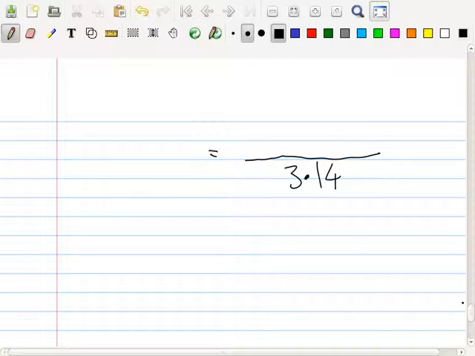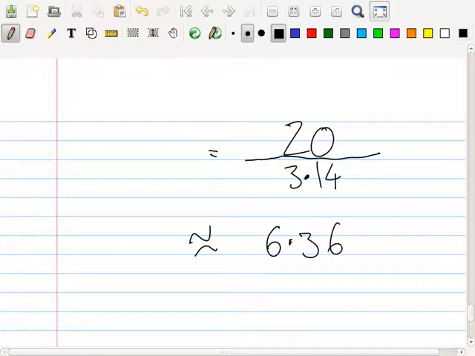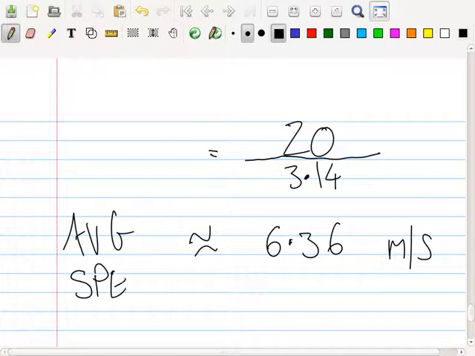20. Because picture this, it starts here. It goes up to 5, back down, down, and back up. So it goes 5, 5, 5, 5. So the total distance in one loop is 20. So this is actually 20 here. Can you calculate this, please? 6.36. So that's the average speed.